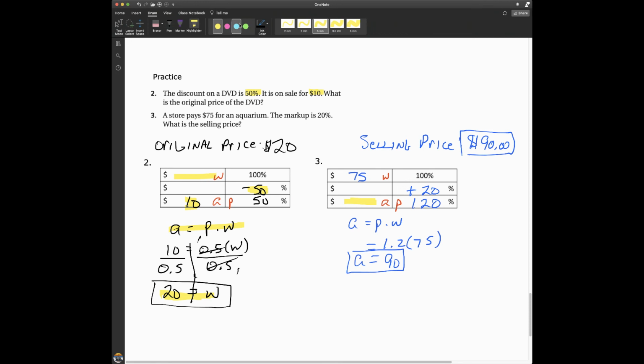Okay. And then for this problem, a store pays $75 for an aquarium. So that's what the store pays. The markup is 20%, so they can make a profit. What are we going to pay when we go buy the aquarium? What's the selling price, which is what we're looking for there? So again, percent equation, plug in the numbers, I get an answer, $90. All right. So that is discounts and markups.